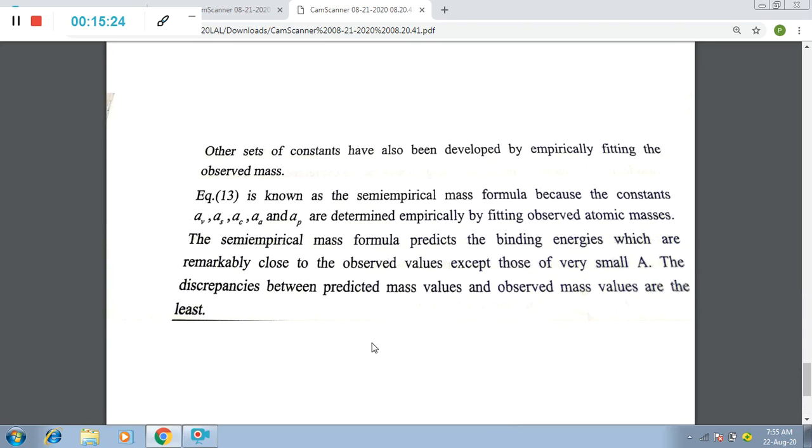Other sets of constants have also been developed by empirically fitting the observed masses. This equation is known as the semi-empirical mass formula because all the constants Av, As, Ac, Aa and Ap are determined empirically by fitting observed atomic masses. The semi-empirical mass formula predicts binding energies which are remarkably close to the observed values, except those of very small A. The discrepancies between predicted mass values and observed mass values are the least.